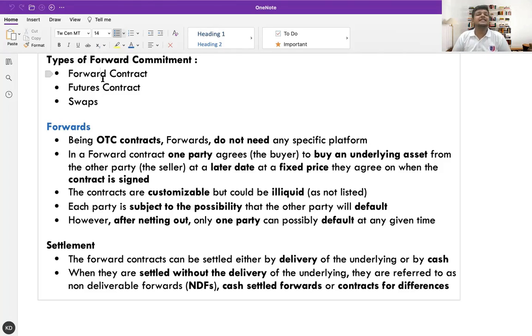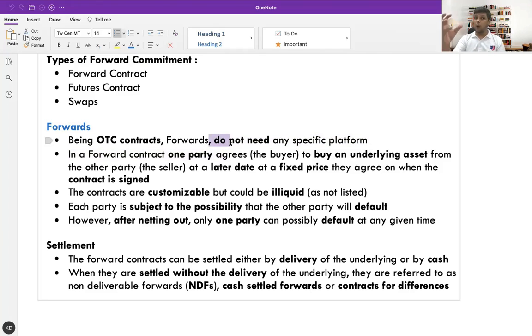On maturity, that is after 1 month, what will exactly happen? You will settle the contract. How? You will pay the money to the counter and the counter will give you the ticket. So the execution happens today or on maturity? On maturity. That is the settlement. Clear? So forwards are OTC contracts. They don't need any specific platform.